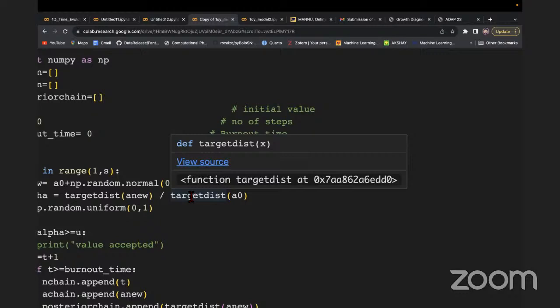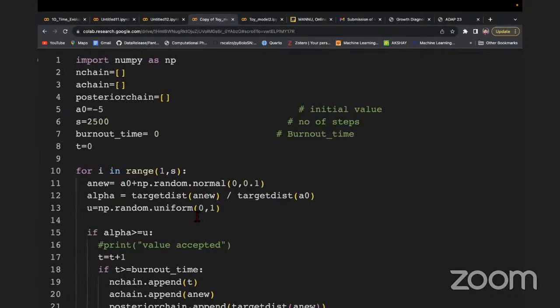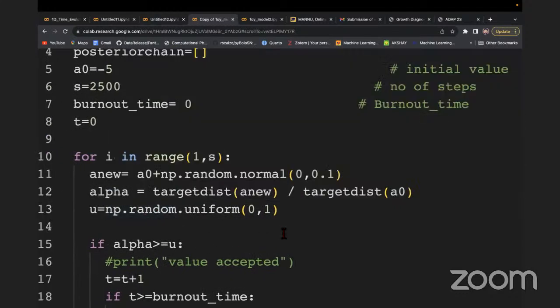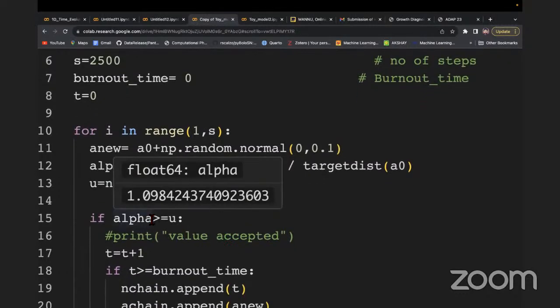Sir, how do you define your small u? One second. Small u. This is the uniform random number that I am creating, with which I am comparing whether I am accepting or rejecting. So every time, this alpha will be somewhere between 0 and 1. With the help of it, I am either accepting or rejecting.